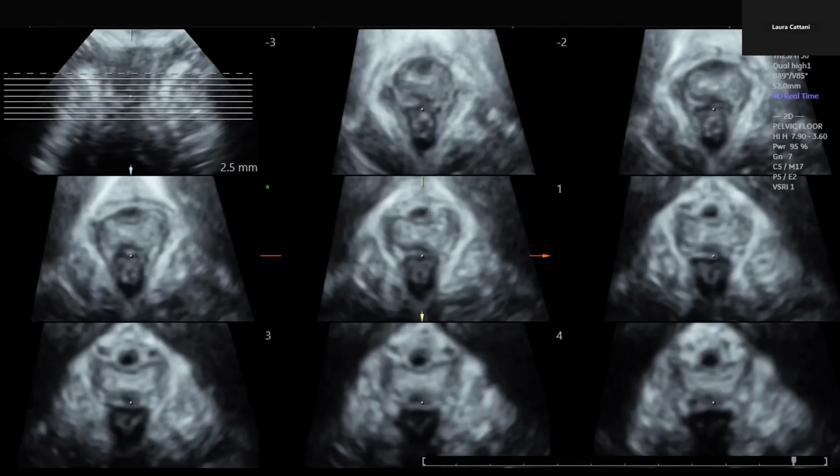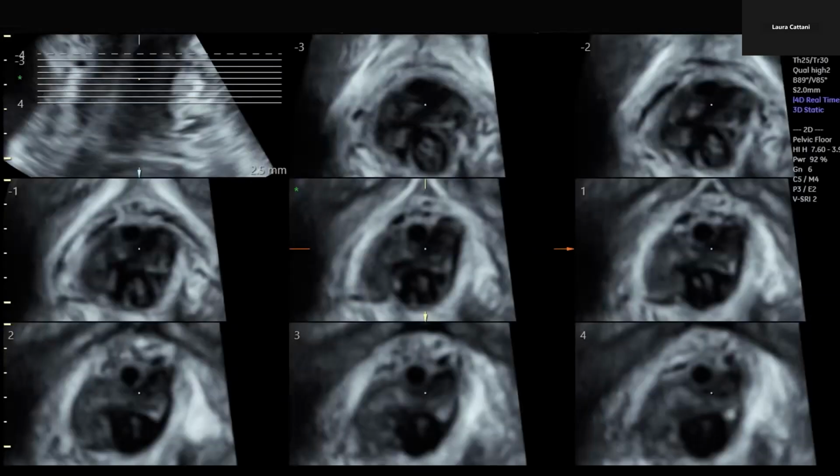This is a sequence with an intact puborectalis. This instead shows avulsion on the right side.